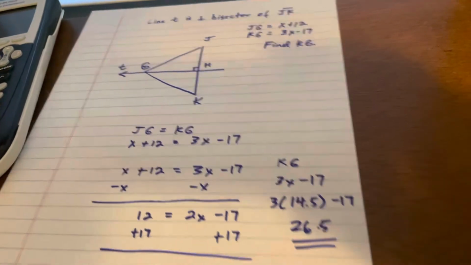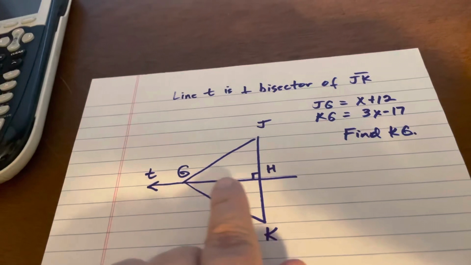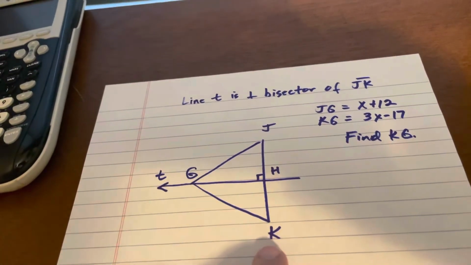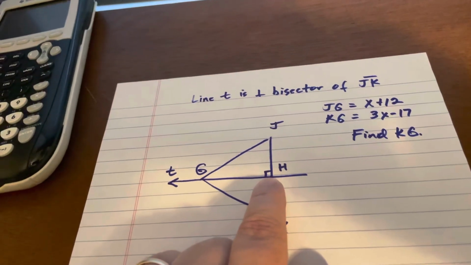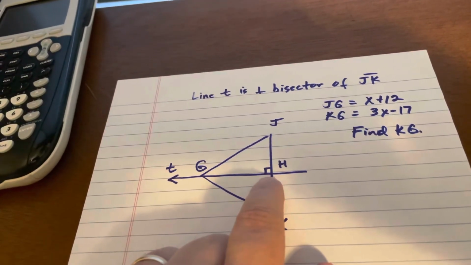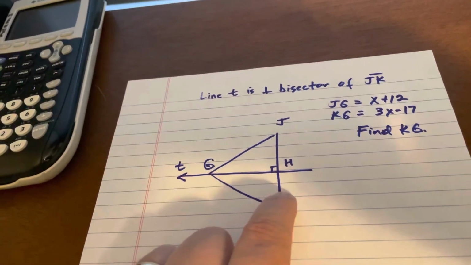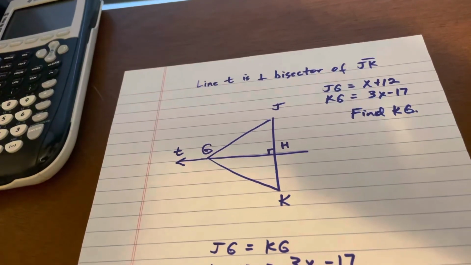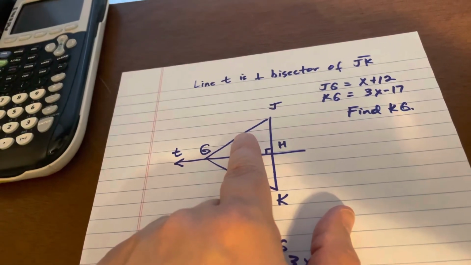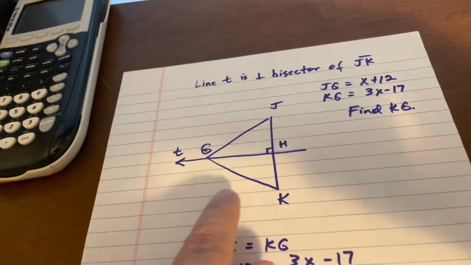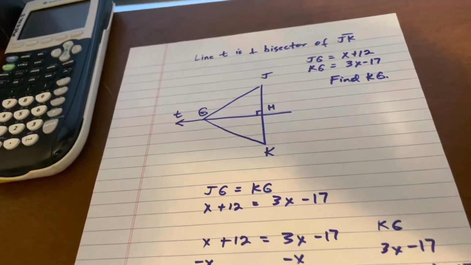So I want you to do a couple things. One, I want you to really understand a perpendicular bisector. So this is a perpendicular bisector of JK, which means it bisects here. When it intersects here, it forms a 90-degree angle, but it bisects this segment, which means JH is congruent to HK. And not only that, this segment JG is congruent to KG. Those are congruent, and that is how we solved this problem.